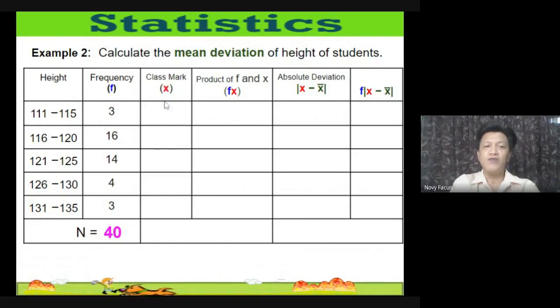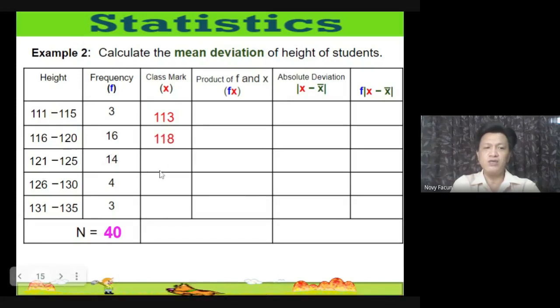And then, to find the class mark, di ba ang gagawin natin dyan? Lower limit plus upper limit divided by 2. Kaya nga, the solution would be 111 plus 115 divided by 2. The class mark of this interval, 111 to 115 is 113. Pwede rin siyang ilista mo na 111, 112, 113, 114, 115. Ano ba yung nasa middle mo or yun yung class mark? Kaya 113. Next, we have 116 plus 120 divided by 2. Kaya nga, ang class mark natin dyan is 118.